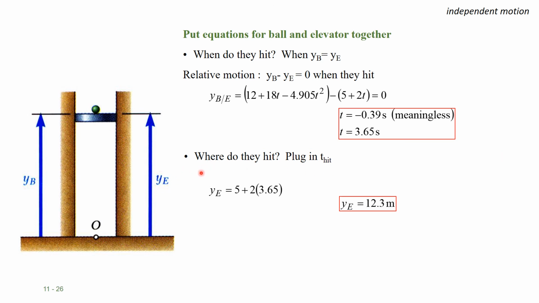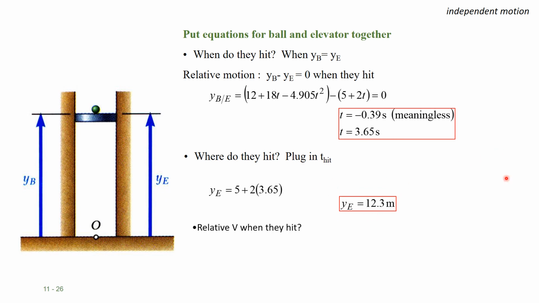Where they hit, we can plug this time into either where the ball is or where the elevator is. Either one will give us the same thing. So plugging 3.65 seconds in, the position of the elevator, it started 5 meters up, it's going at constant velocity. So this is y0 plus vt. Just plug in that time. This is the position where they hit. And that's the position of the elevator or the position of the ball. It'll be the same thing.